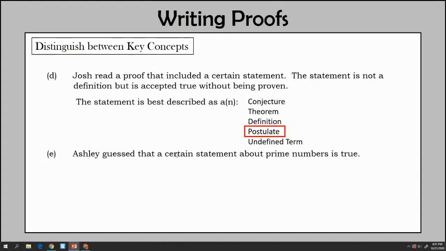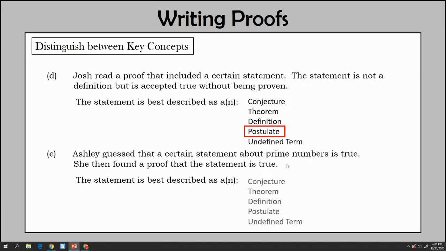Last year, Ashley guessed that a certain statement about prime numbers is true. She then found a proof that the statement is true. So she made a guess and then she found proof that it is true. So that's a theorem. Okay. So guys, have these definitions written in your notes and then just reference them to make the right choices here.